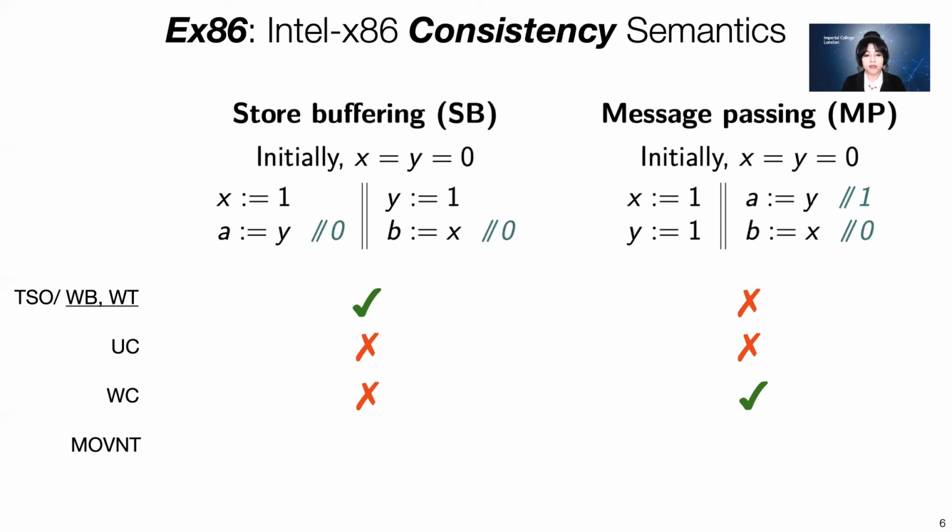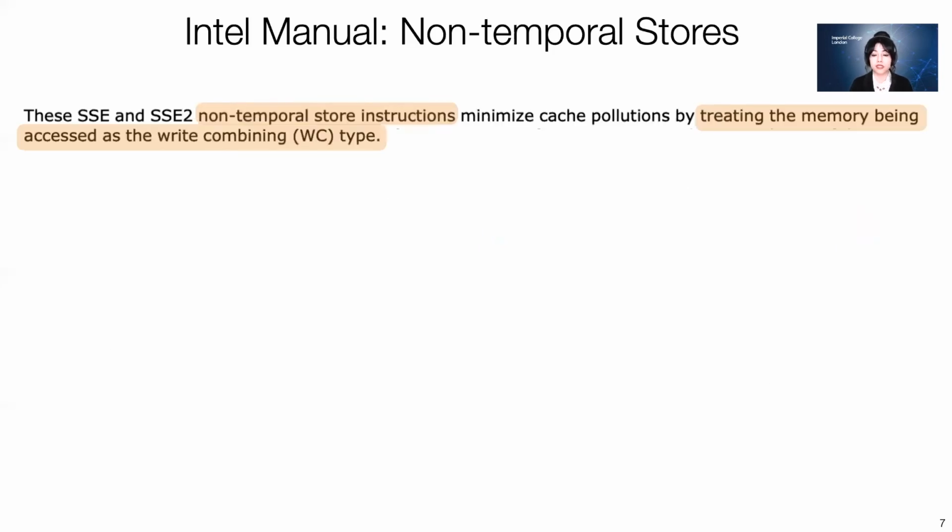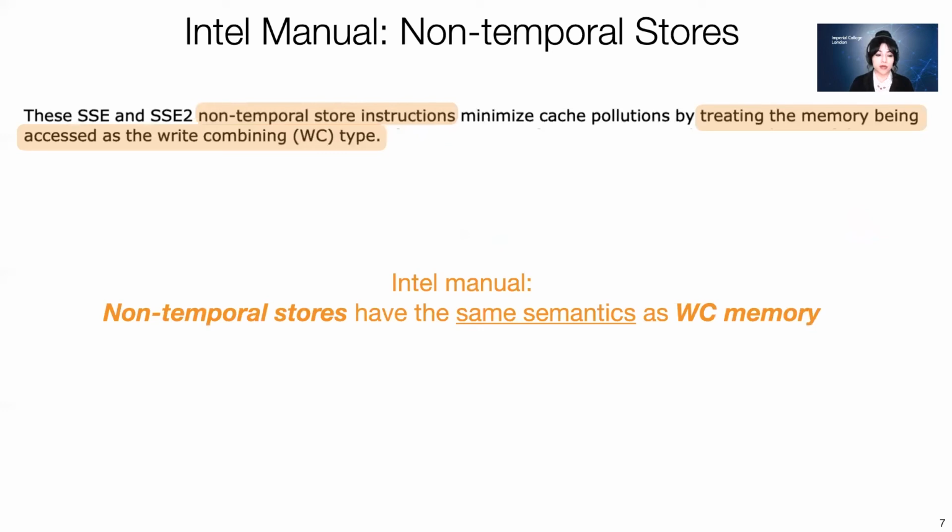Okay. Now we understand the behaviors of different memory types in the context of these two examples. And now the question is, what about non-temporal stores? Where do they lie in terms of their behaviors? Well, if you're to trust the text of the Intel manual, it says that non-temporal store instructions treat the memory being accessed as WC type. That is to say that according to the Intel manual, non-temporal stores have the same semantics as WC memory. So we wanted to put this hypothesis to the test and see if this is indeed the case.